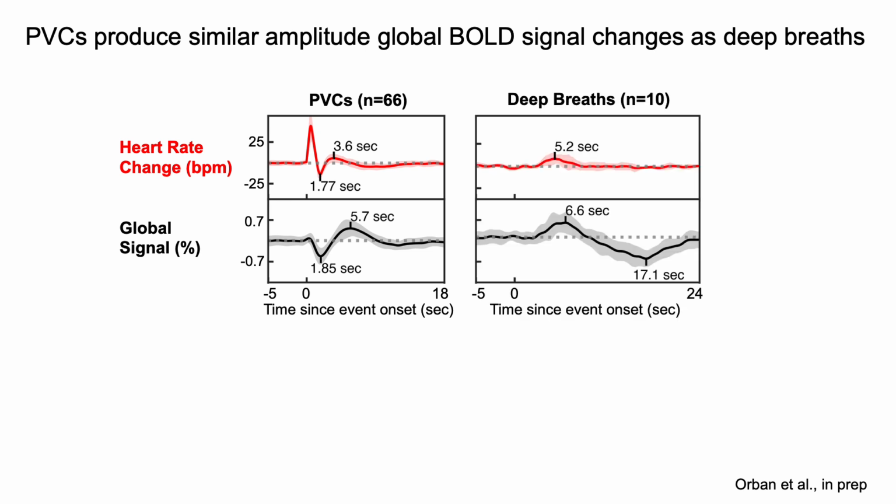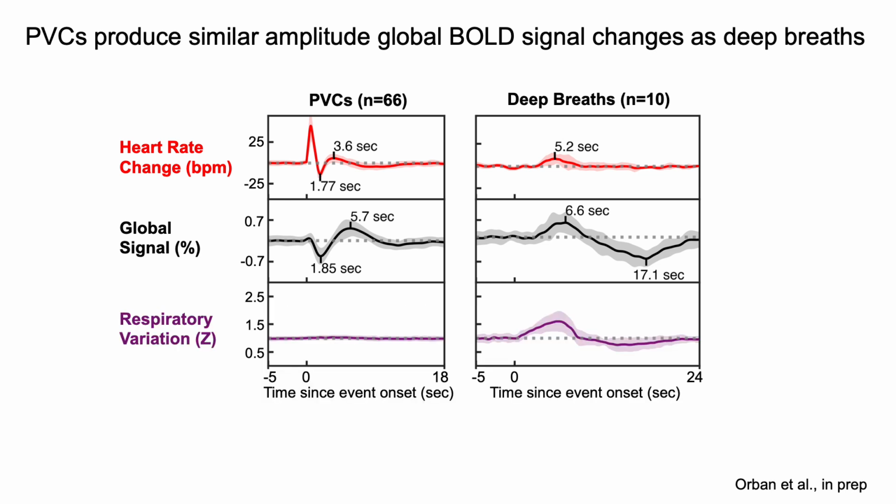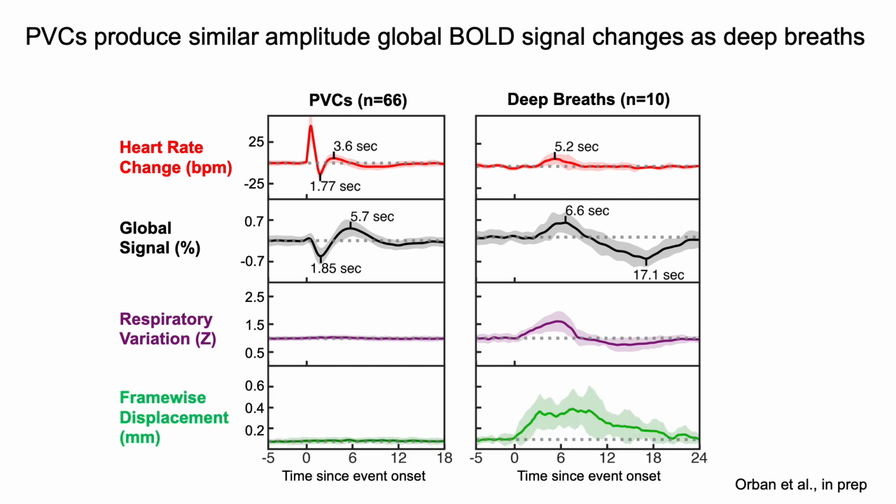The comparison of the mean response profiles of PVCs and deep breaths support the earlier observations in individual examples. PVCs produce similar magnitude changes in fMRI signal as deep breaths, but with much faster dynamics and without large respiratory fluctuations or head motion.